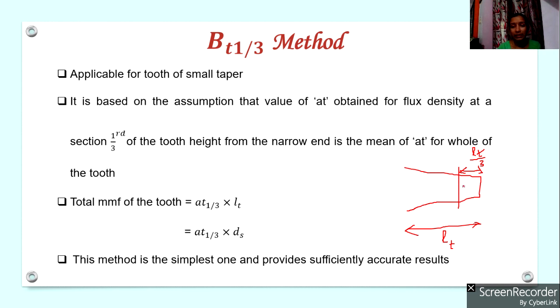So in this method, it is assumed that the value of mmf per unit length calculated corresponding to a flux density at a section which is located at 1/3 of the tooth height from the narrow end is the mean value of AT for the entire tooth.